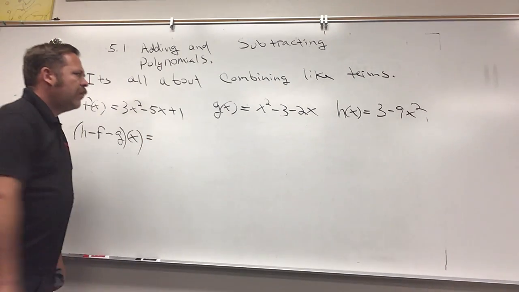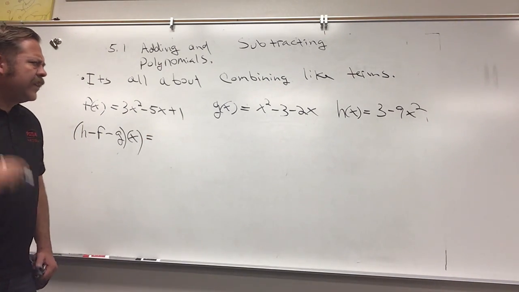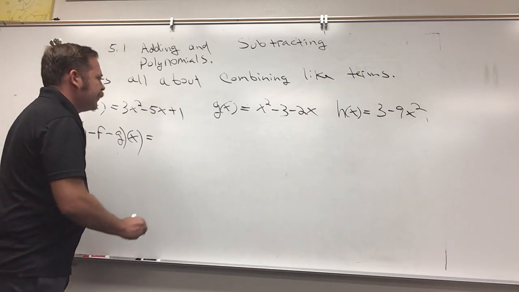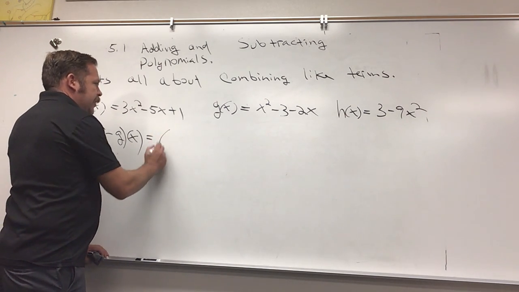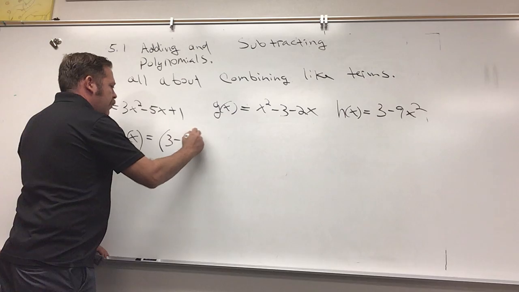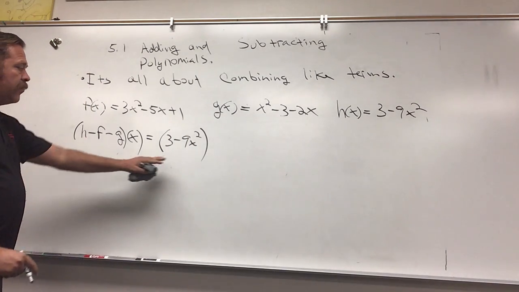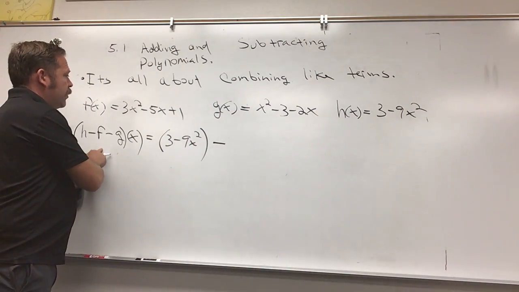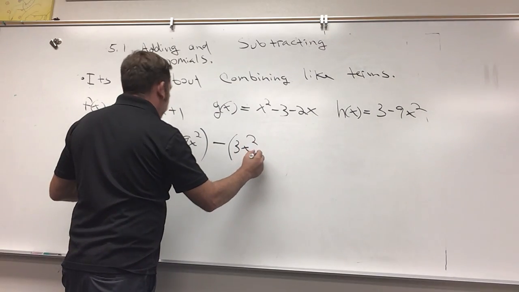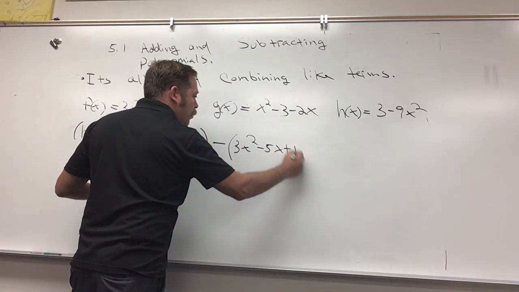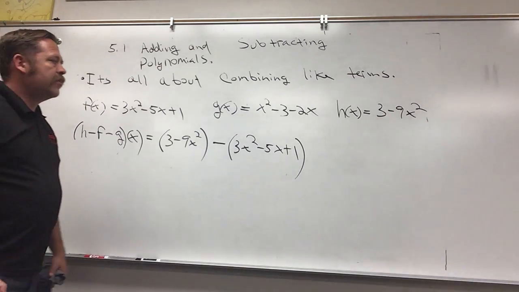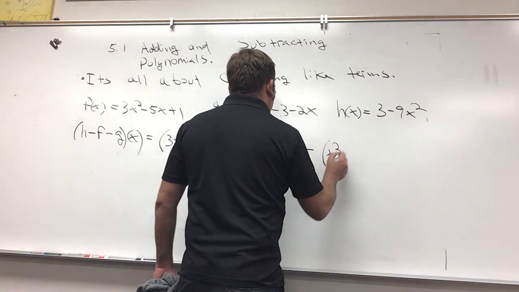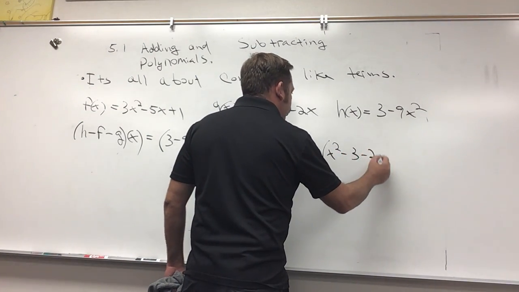First off, tell me what it means, okay? You write it down, and we're back. What it means is to take the 3 minus 9x squared, which is the h function, right? And we put it in parentheses. And we're going to subtract the f function, which is 3x squared minus 5x plus 1. And from there, we're going to subtract the g function, which is x squared minus 3 minus 2x.